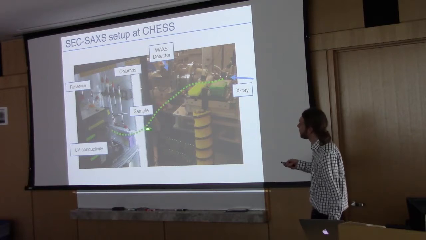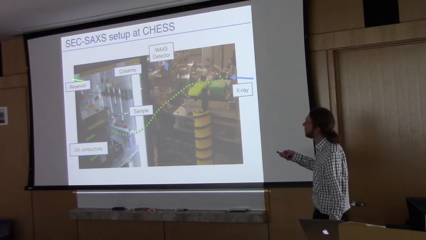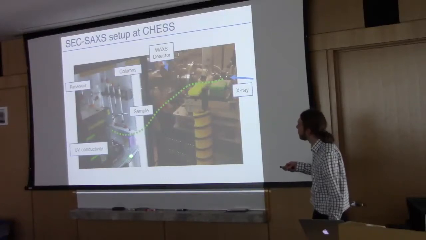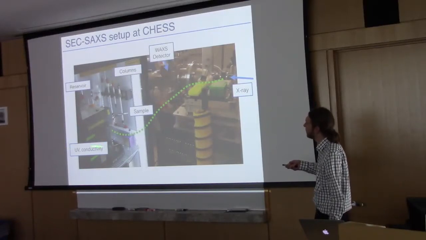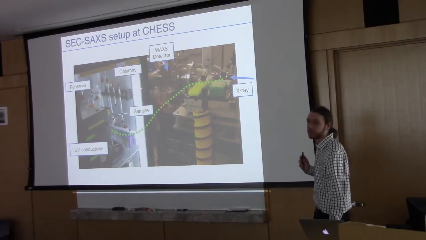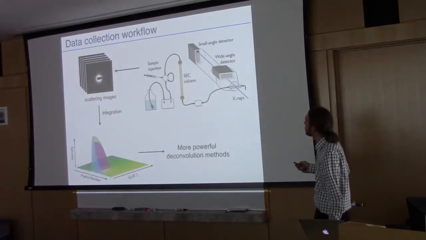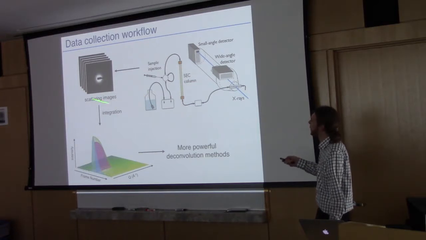I can point out a few other features here. This syringe is the injection port for your sample. Up on top, these are the buffer reservoirs. And what you can't see is the UV and conductivity cells. And then there's an array of columns available on this particular instrument that are right here.